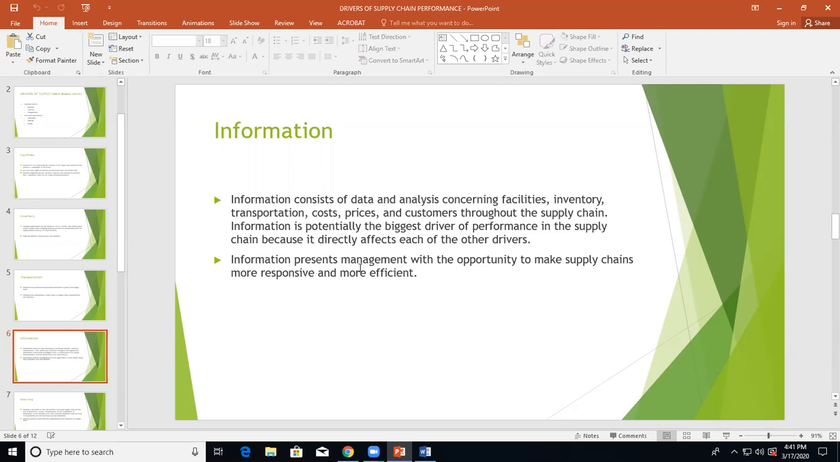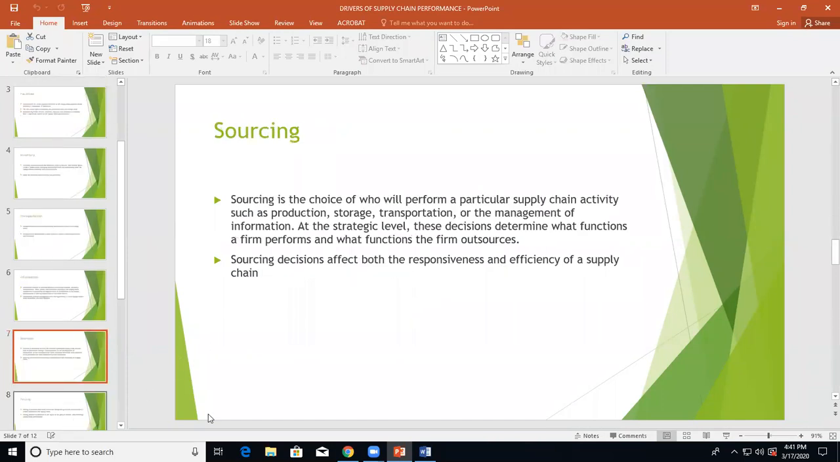Information presents management with the opportunity to make supply chains more responsive and more efficient. As I told you, information presents management with the opportunity to make the supply chain more responsive and more efficient. So it affects both responsiveness and efficiency. This is very, very interesting and the point has to be noted. Okay, let's move on to the next slide. That is sourcing.